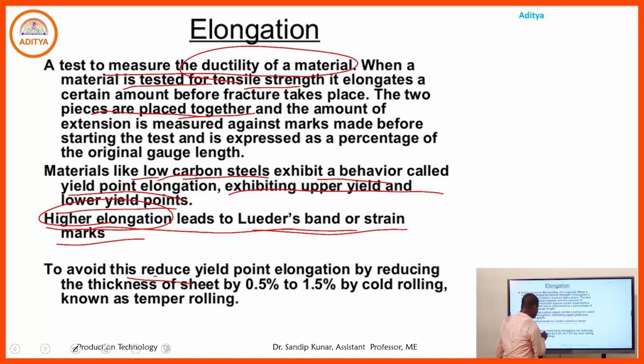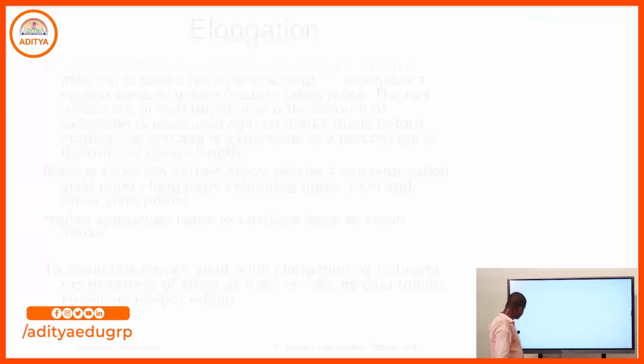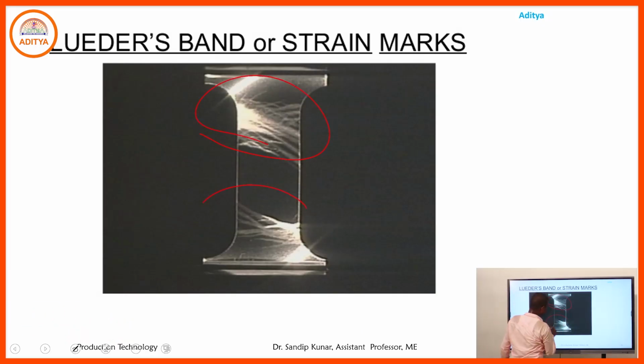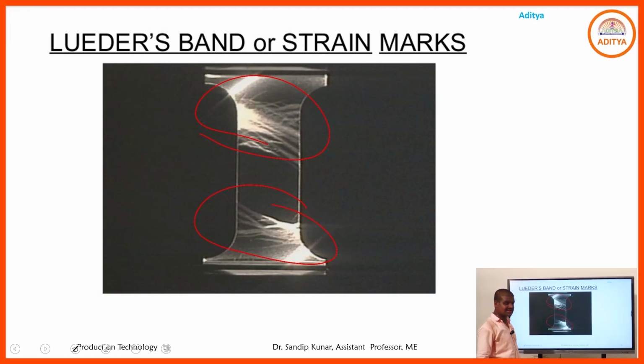To avoid this, we reduce the yield point elongation by reducing the thickness. Step by step we reduce the thickness by cold rolling. Generally we reduce the thickness of the sheet by 0.5% to 1.5% by cold rolling. That is called temper rolling. Otherwise, ladder bands or strain marks will be formed due to higher elongation in thin sheets.